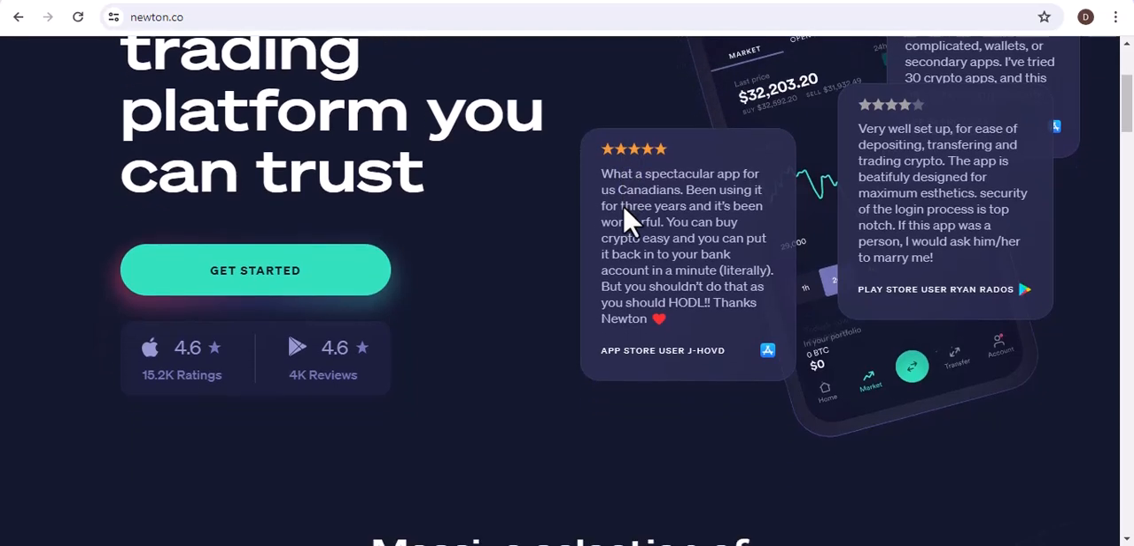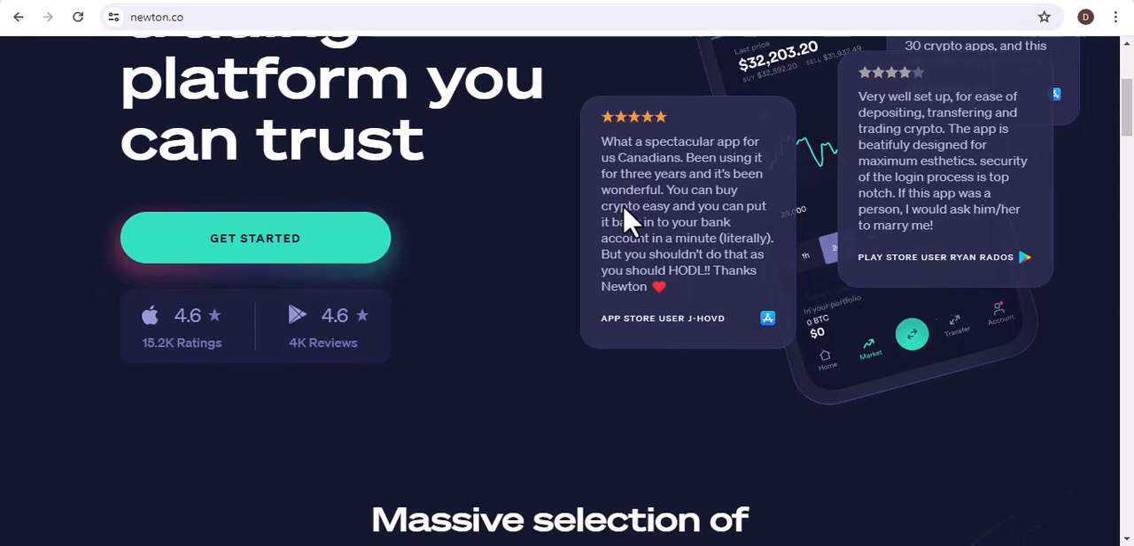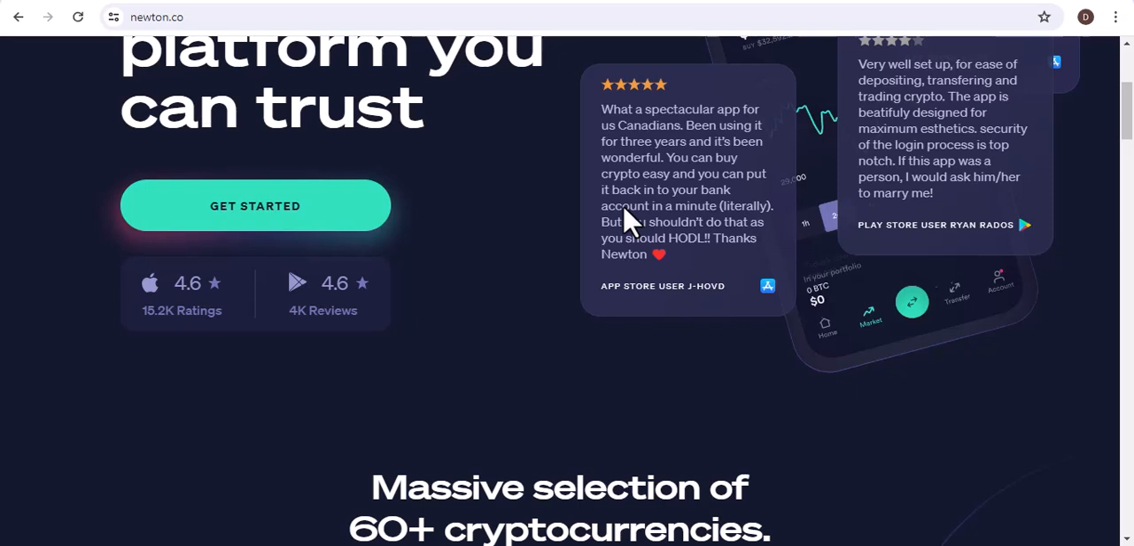USDT, or Tether, is a stablecoin that is pegged to the US dollar. This means that one USDT is always worth $1. This makes USDT a very popular currency for trading and investing, as it provides a stable asset that can be used to hedge against other volatile currencies. Now that we know what USDT is, let's get back to the question at hand.